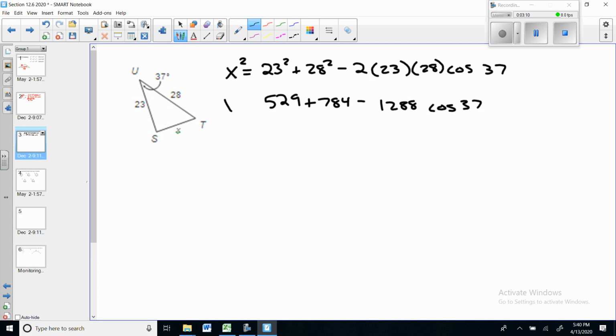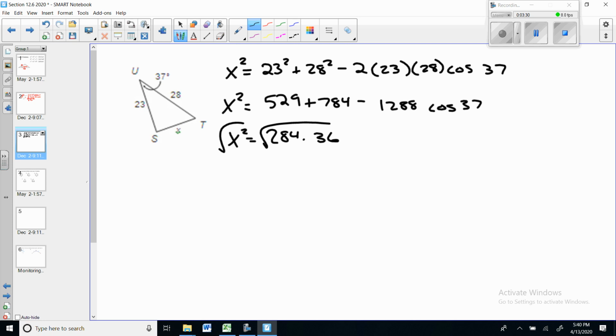And our calculators will do all that work for us. So we're going to plug our numbers into our calculator. And that is going to let x squared equal approximately 284.36.